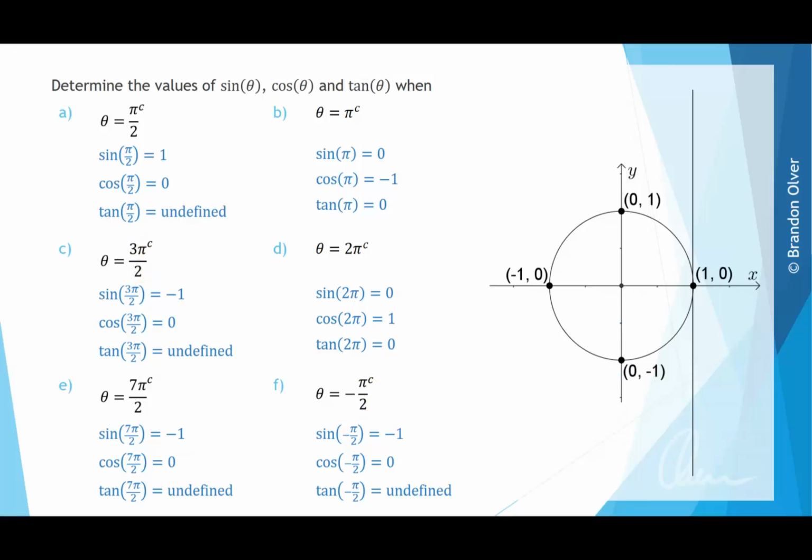So they are the exact values for sine, cosine, and tangent when we are at angles that lie on the axes of the unit circle. So pi on 2, pi, 3 pi on 2, 2 pi, etc.